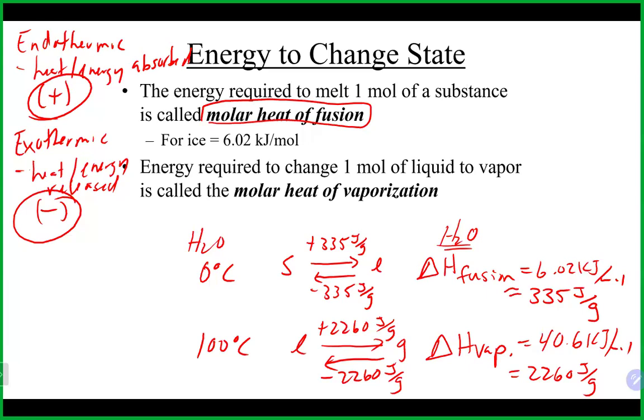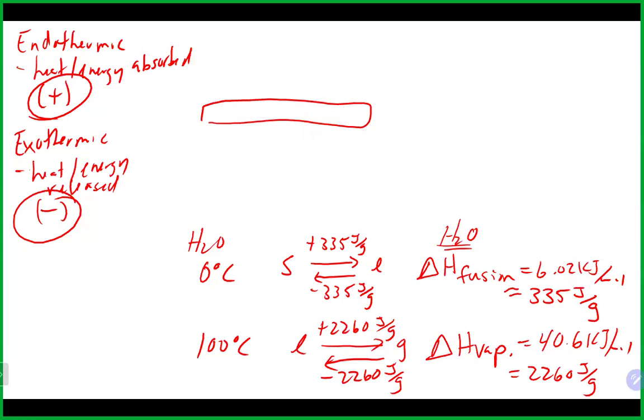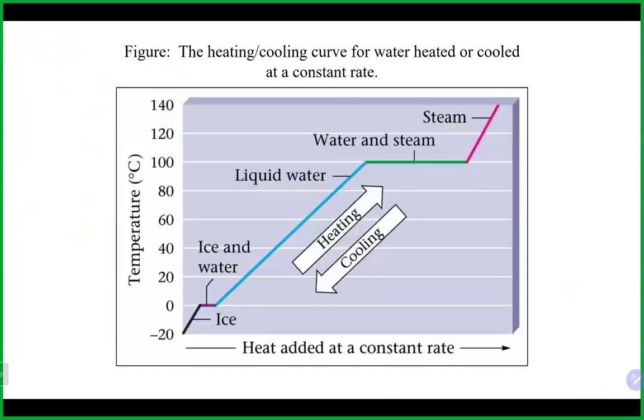So if we look at this sort of heating cooling curve, we skipped over it right here. This is a heating cooling curve, heating going from solid, which is ice, to liquid in this area, to steam, which is gas. So obviously heating is going from solid to liquid to gas. It is a cooling curve if you're starting at gas and going the opposite direction, going from gas to liquid to solid.